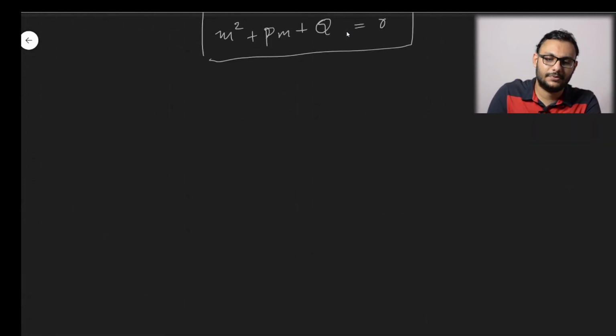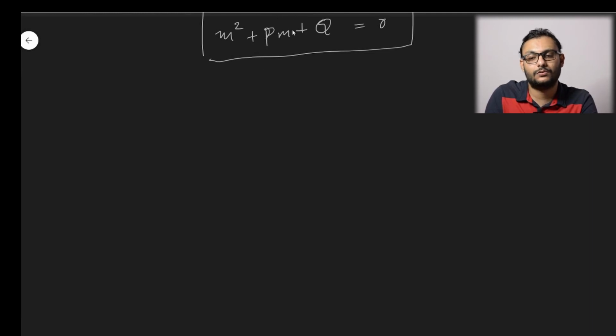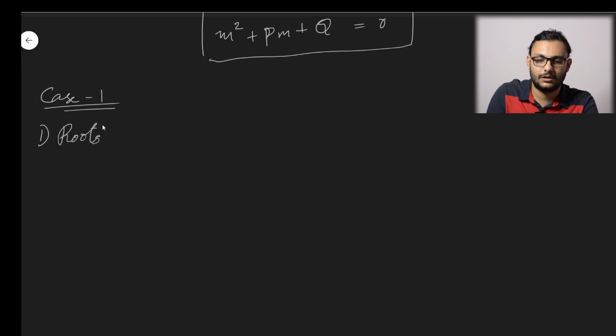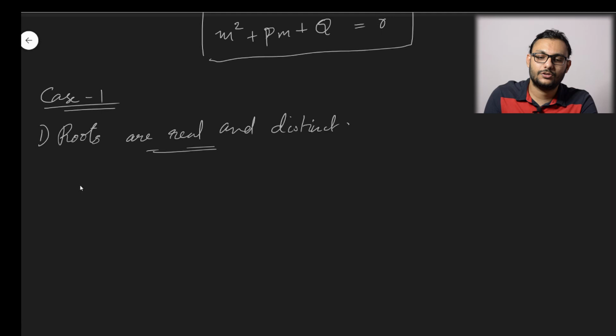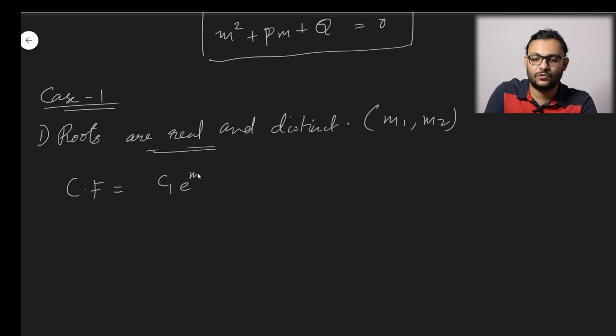Now the first type, meaning the type of roots from this quadratic equation, is case 1. The roots of this quadratic equation are real and distinct. In that case, our solution of the homogeneous part, that is our complementary function, is given by, say if the roots are m1 and m2, then the complementary function is c1 e raised to m1x plus c2 e raised to m2x.